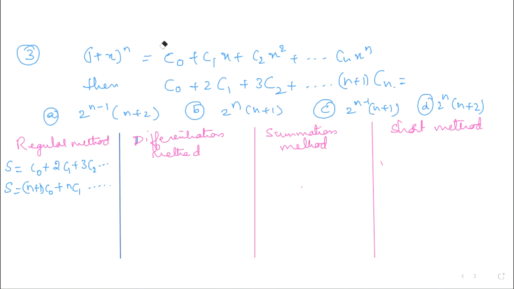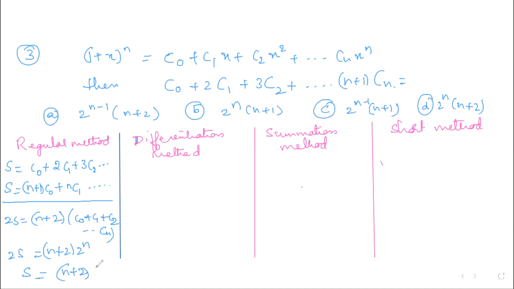2S will give us (n + 2) times (C0 + C1 + C2 up to Cn). And we already know that this summation is going to be (n + 2) times 2ⁿ. So when we divide both sides by 2, we end up getting (n + 2) times 2^(n−1). So this is the regular method, which can be used in your regular board examinations also.